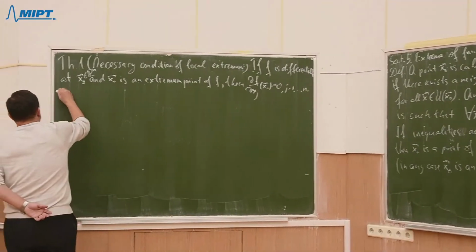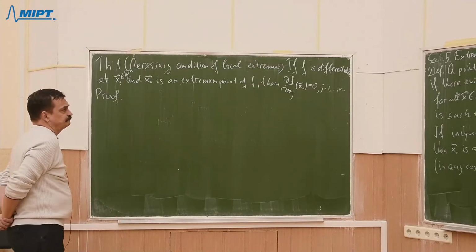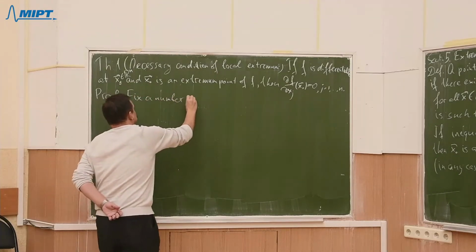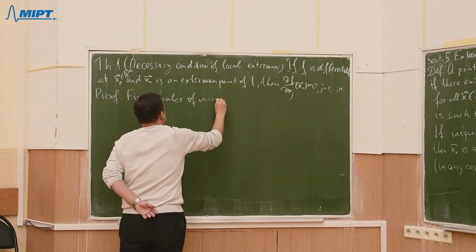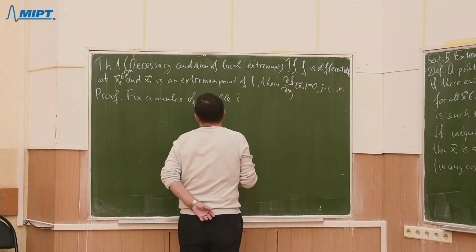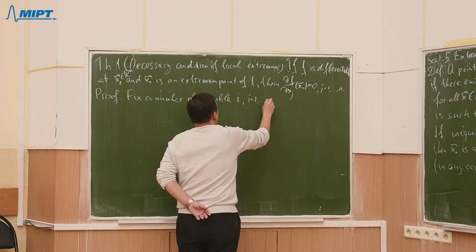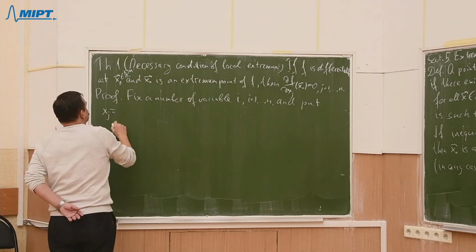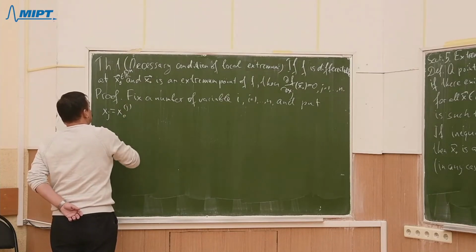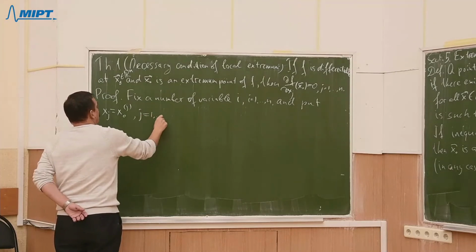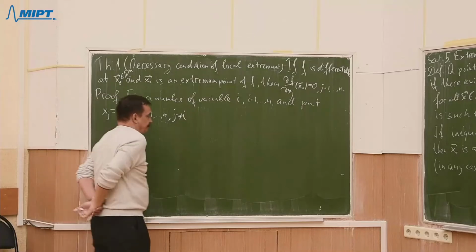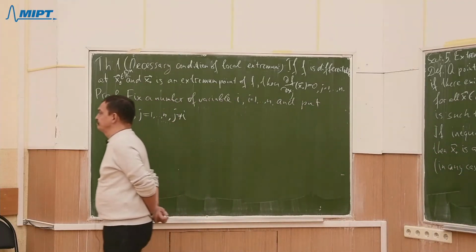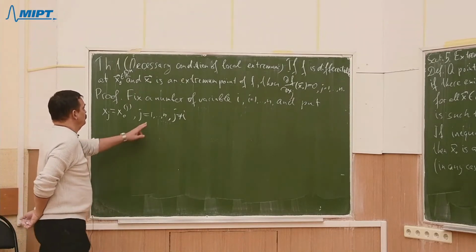Okay, proof. So fix a number of variable i from 1 up to n and put xj equals to the jth coordinate of x naught for j from 1 up to n and j not equal to i. So we fix all coordinates of our vectors to be the same as coordinates of x naught.